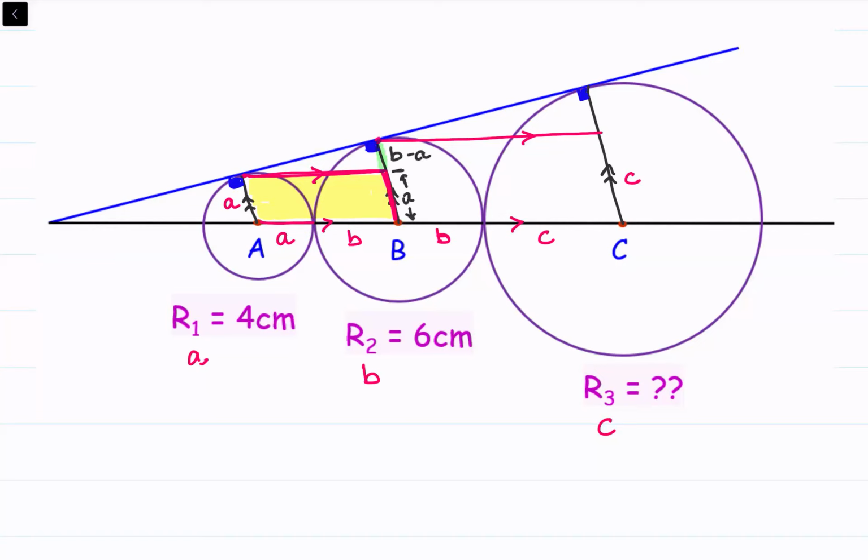Same way, for this figure, opposite sides are parallel to each other. So this figure is a parallelogram, and this length is nothing but B. And the length on top will be C minus A. Okay. Now let's have a look at the triangles, the yellow triangle and the green triangle.